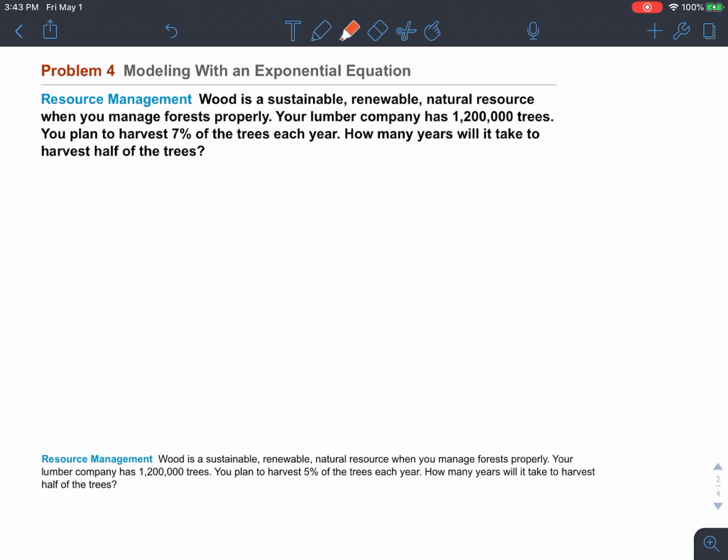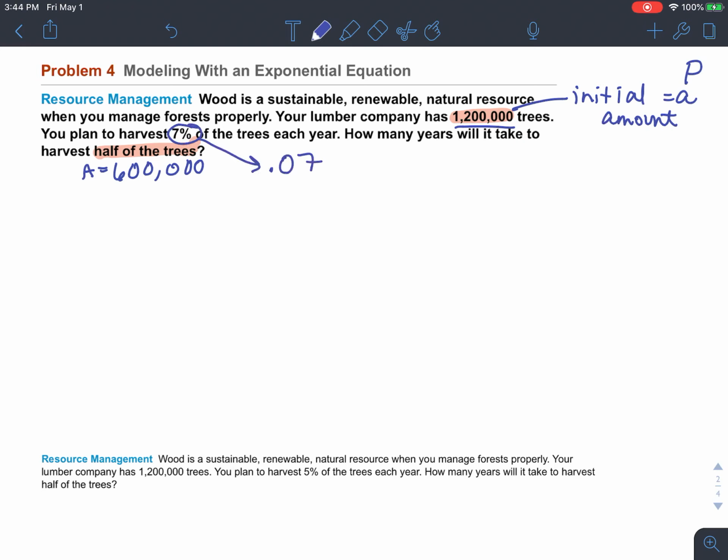Okay, so let's identify what we got going on here. This is a current number, so that's going to be our initial value, or initial amount. The end question is half of the trees, so that would be half of this number, which is actually 600,000. So that's like your capital A, that's your final. And this is like your small a, or you can think about it as P, like the principal. This is obviously a rate of 0.07. The question is how many years.